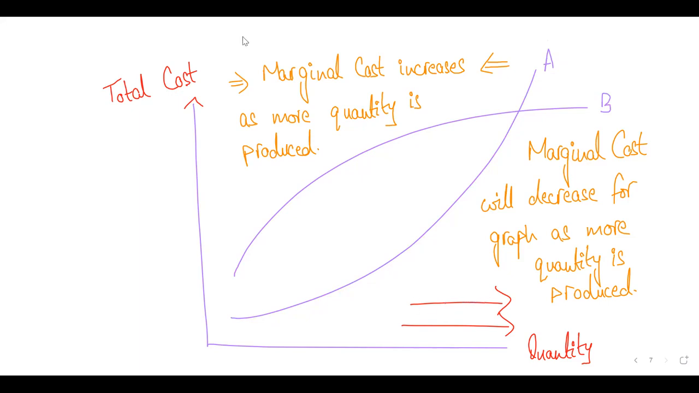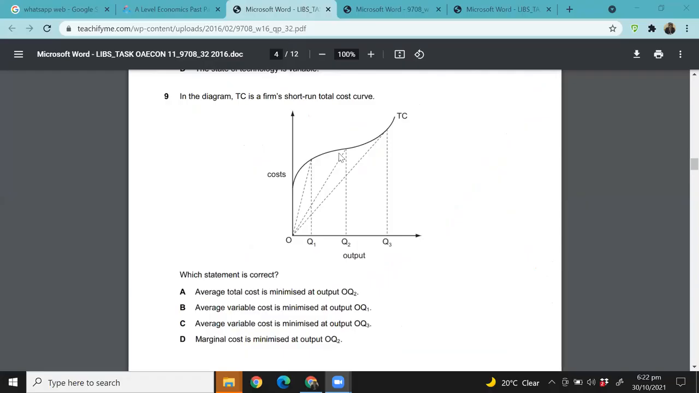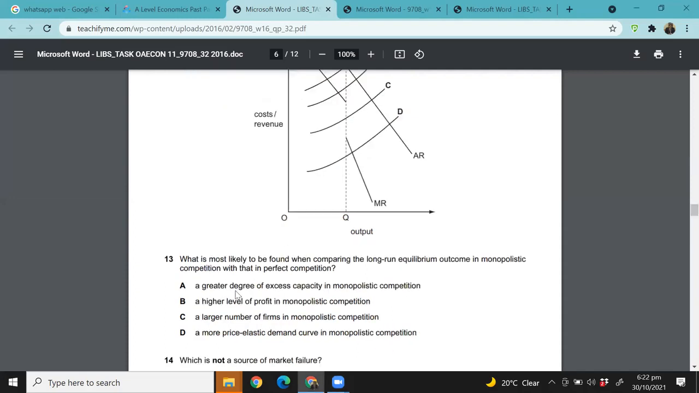So where was the steepness least? The least steepness was at this part. On this curve, the steepness was lowest at this part. So that's why I said that marginal cost will be minimized at OQ2. These questions are a little tricky, but we will practice a couple of those and understand how to solve these.